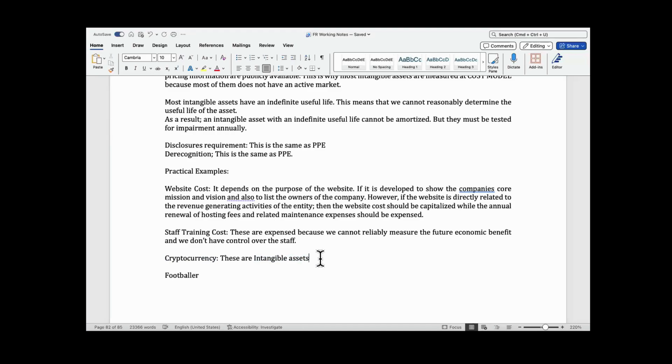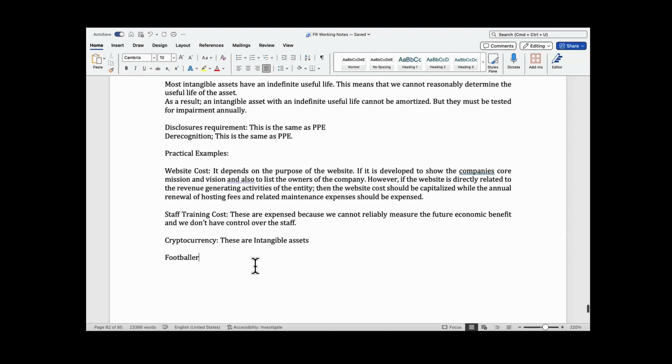Cryptocurrencies are not cash. They are not financial assets. They do not meet that. They are not PPE because they are not a tangible item. They can be inventory for companies that resell cryptocurrency. But properly, yes, we can capitalize them and call them an intangible asset. So if you have a company that bought cryptocurrency, you can put it as an intangible asset.